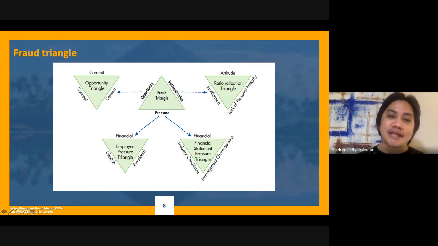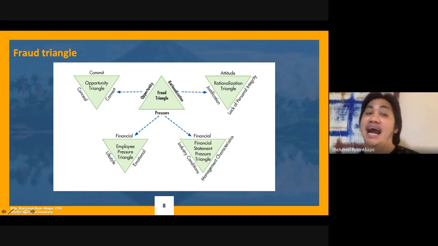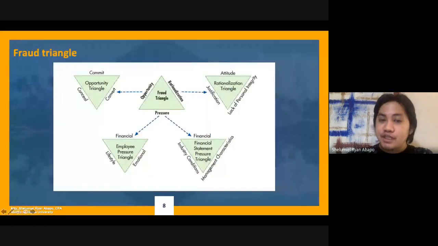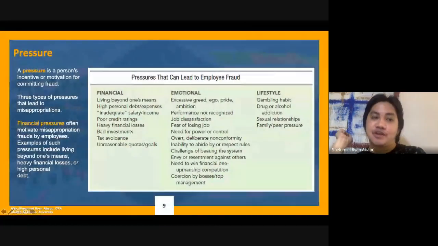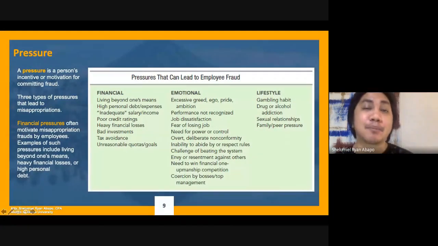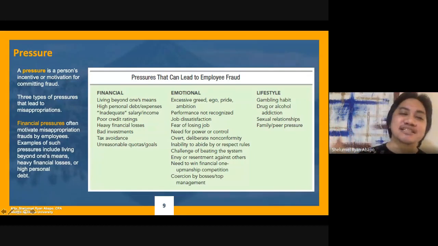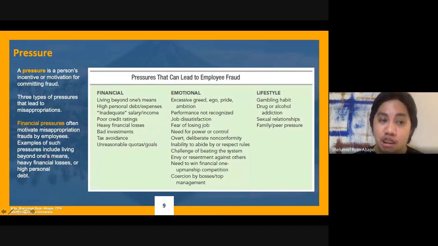triangle is comprised of opportunity, rationalization, and pressure. So pag present itong tatlong ito, then fraud can be committed, or the risk of fraud being committed is quite high. So we will discuss now these three elements of fraud that we call the fraud triangle. And the first one would be, ito nasa baba, di ba? Pressure. Okay? Pressure is a person's incentive or motivation for committing fraud. Right?